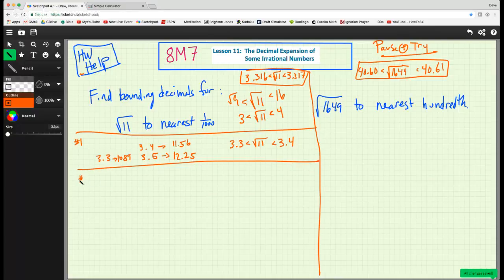So now let's try number 2. So now we're going to try 3.3 to 3.4. So let's try 3.35. 3.35 squared. So 11.2225, too big. So we'll go down to 3.34. 11.1556. So we'll keep going down. 3.33.